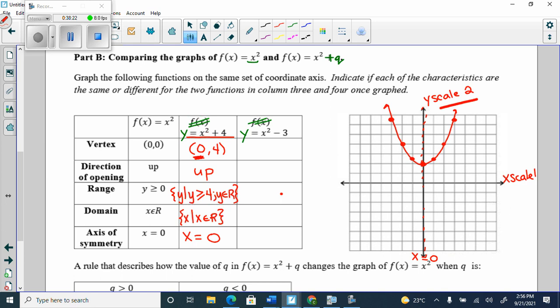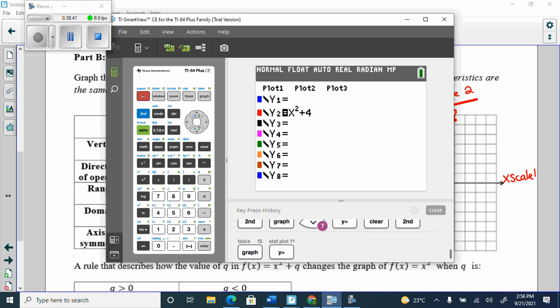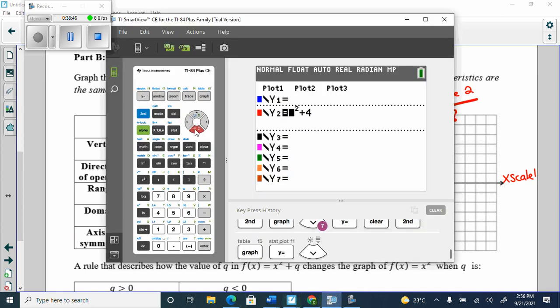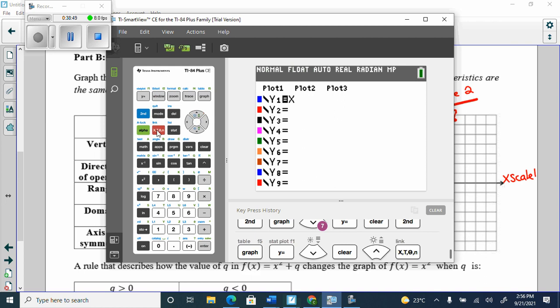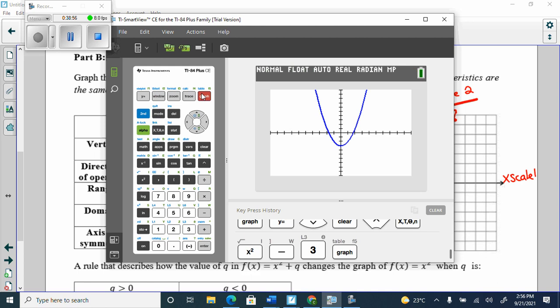Okay, I want you to type into your calculator, figure out everything. Type in just y equals x squared minus 3 and try and draw it. What's the first thing you're going to have to look for, though? The vertex. Is it minus 3? Yeah. You find the vertex first.